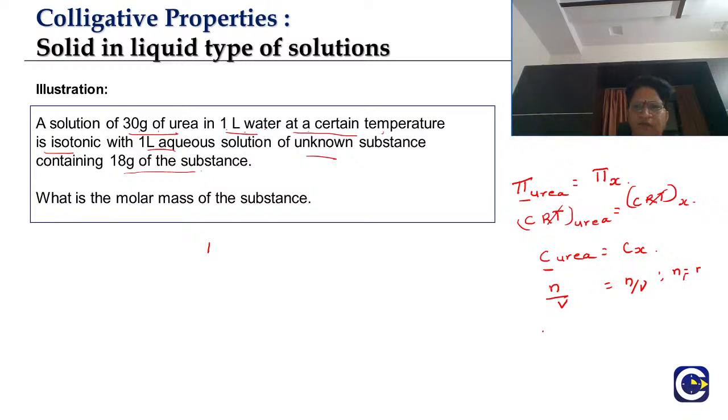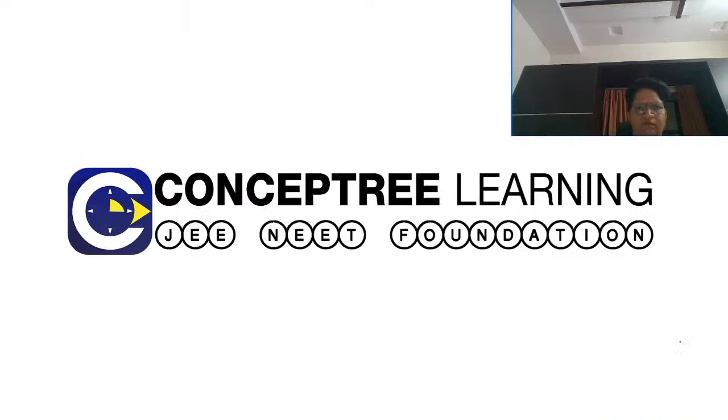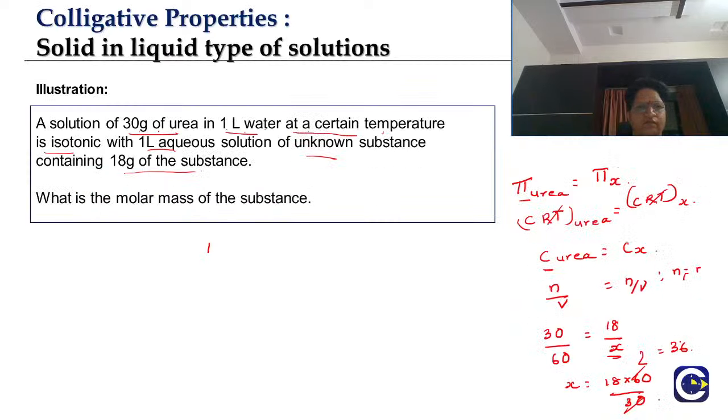So urea வந்து 30, we have already done the molecular weight of urea, it's 60, is equal to 18 by X. X என்ன ஆகும்? X will be equal to 18 into 60 by 30. So என்ன வருமா? 18 2s is 36. Molar, இது புரிஞ்சுதாமா மைத்திலி?